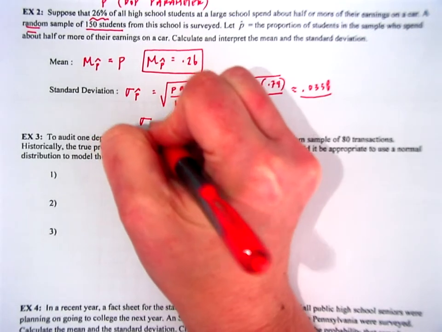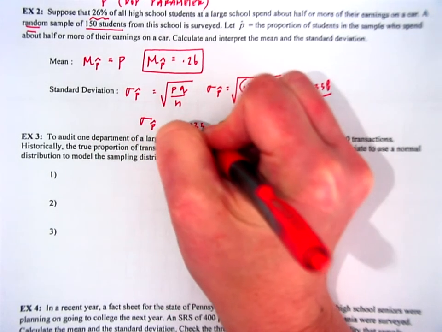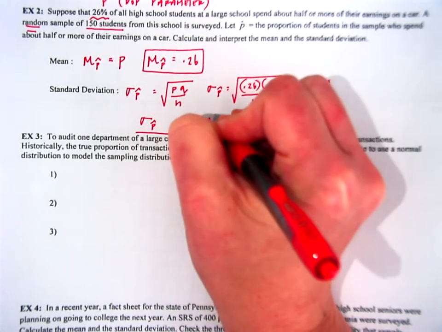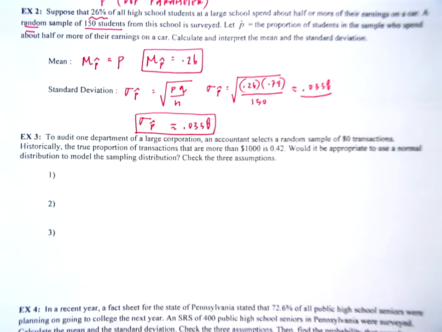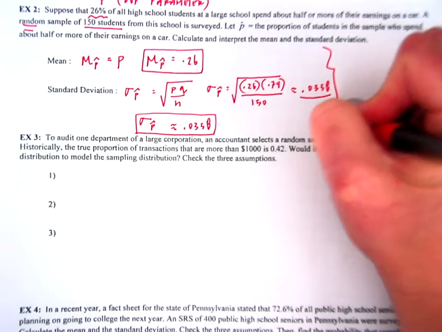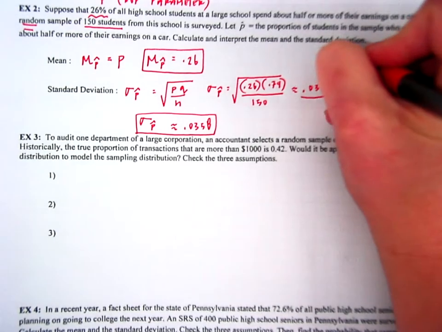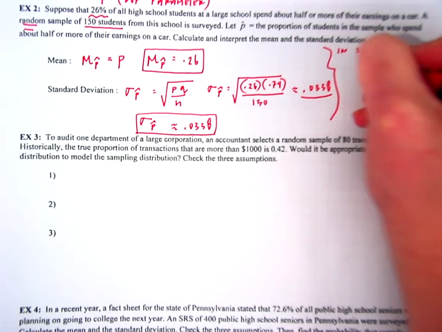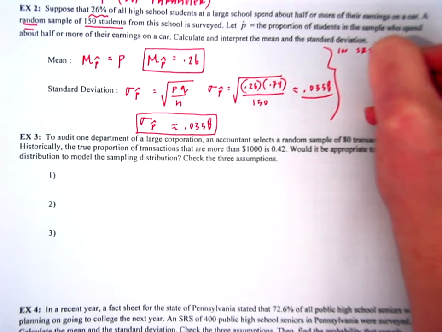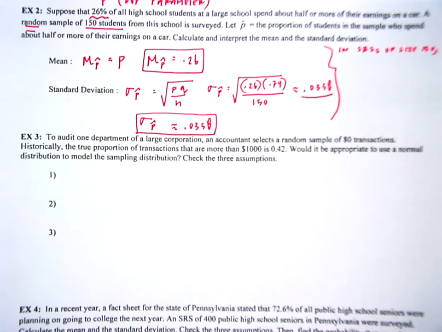All right, let me summarize that. Assuming we're looking at SRSs of size 150, the proportion of students who spend half or more on their car will typically vary by about 0.0358 from the true population proportion of 0.26.